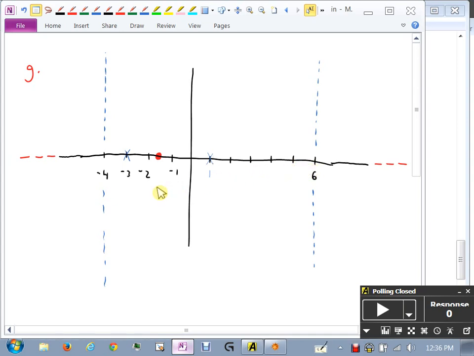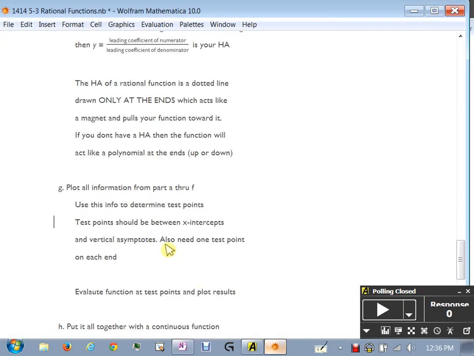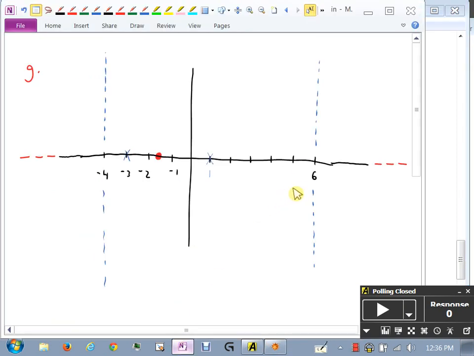So there's no other verticals or X-intercepts in the middle that I need to find a test point for, right? Nothing? But it also says in the notes, also, you need 1 test point on each end. So let's go look at the end of our graph. So I need a test point on this end. Anything you can think of over here? 7? Put a little X there, 7. And then something on this end. -5.